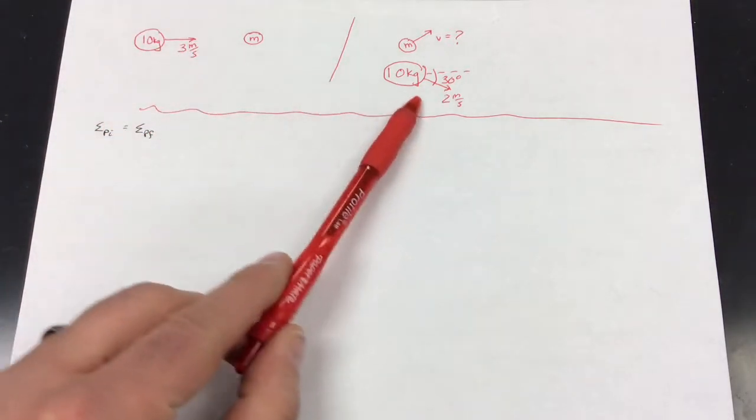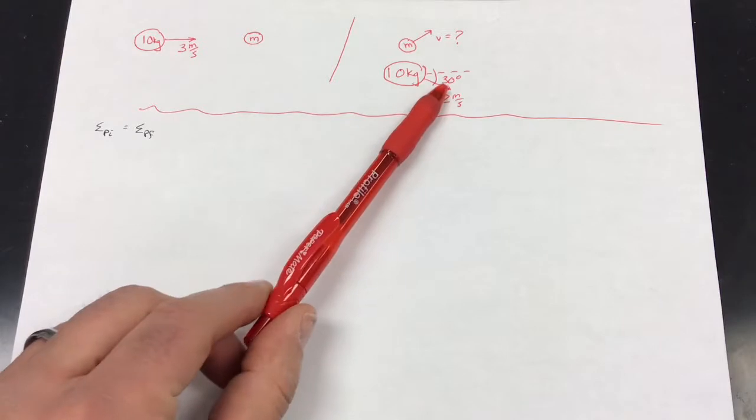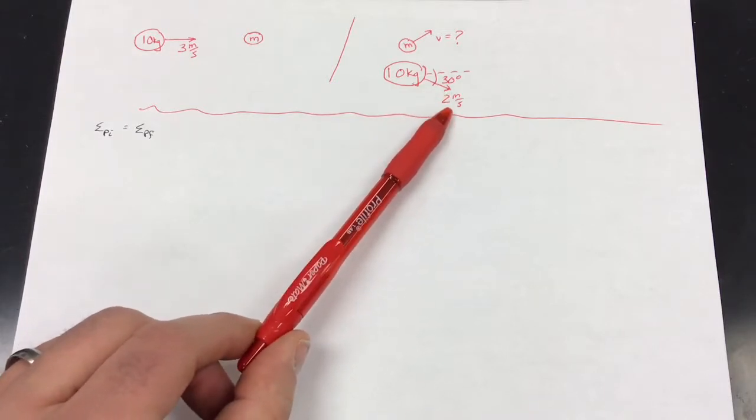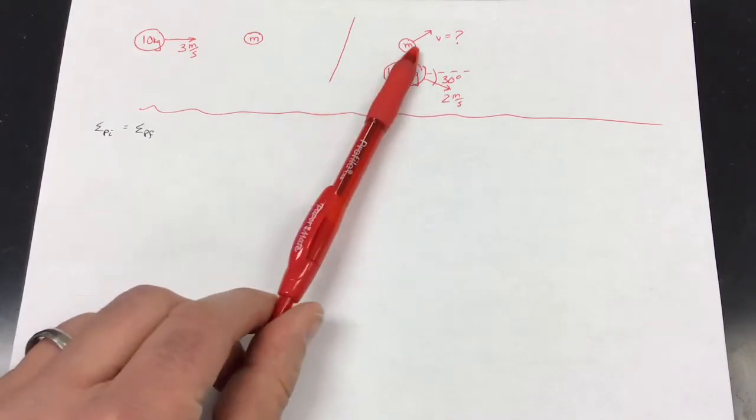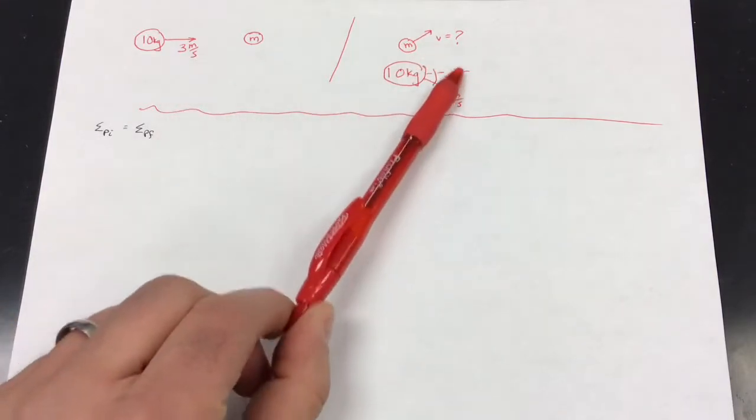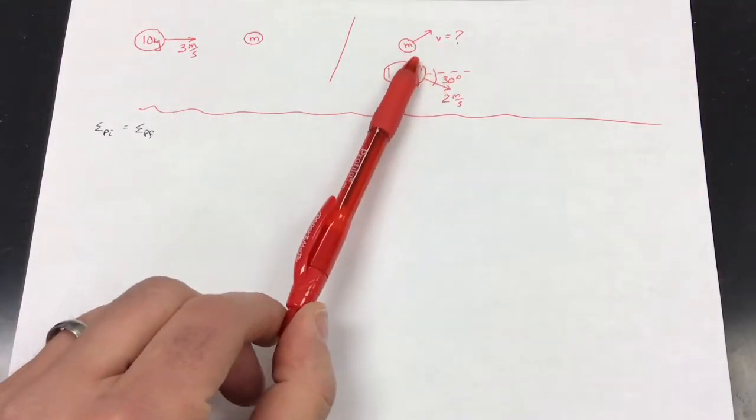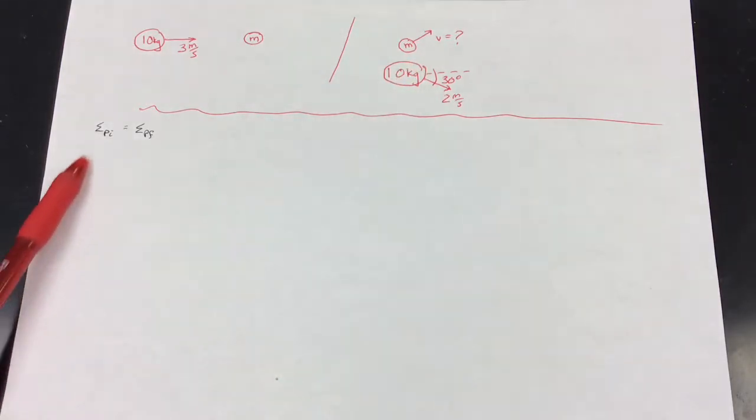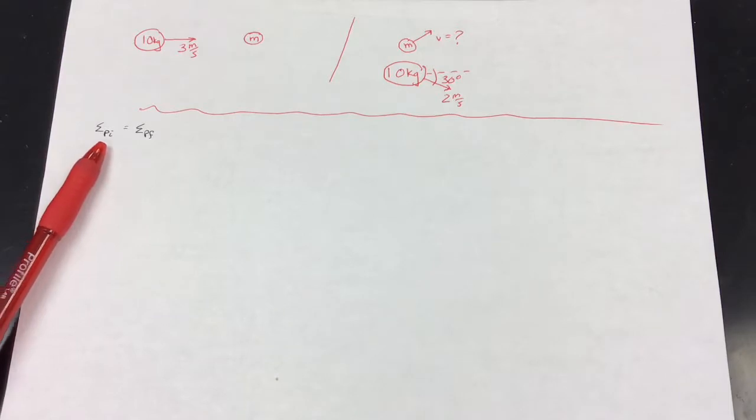And then just after the collision, the 10 kilogram mass is moving 30 degrees from the original direction of travel at 2 meters per second, and the unknown mass is traveling at some unknown velocity. Because I don't know the mass and I don't know the final velocity of that one, this becomes a solvable problem using the big principle, the law of conservation of momentum.